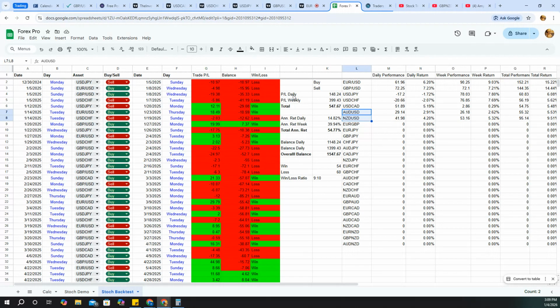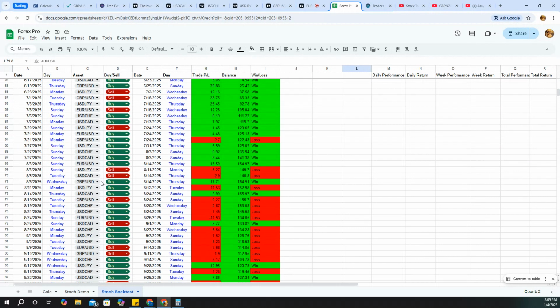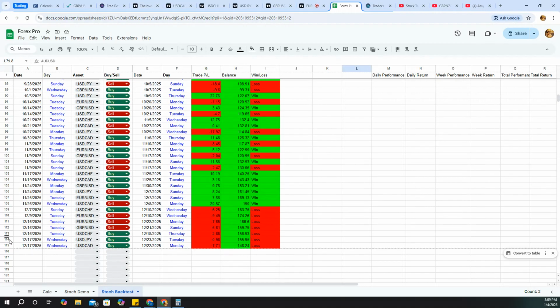Here we will have the daily P&L, profit or loss, total of all, the annual rate of return, and the total balance, and the win loss ratio, for all the trades. If we look at the total trades of those initial five, we will see that we had 114 trades.